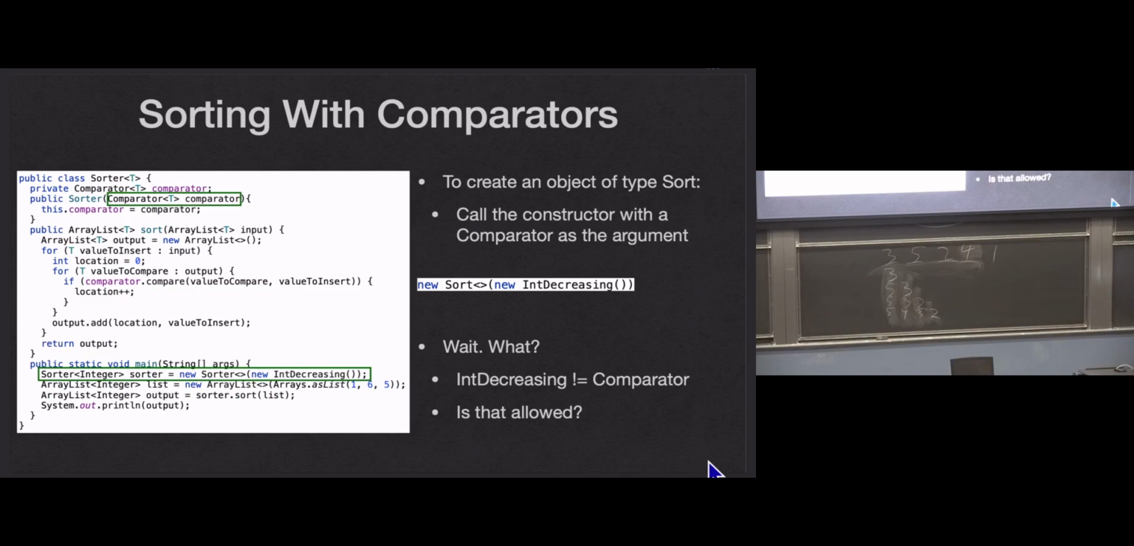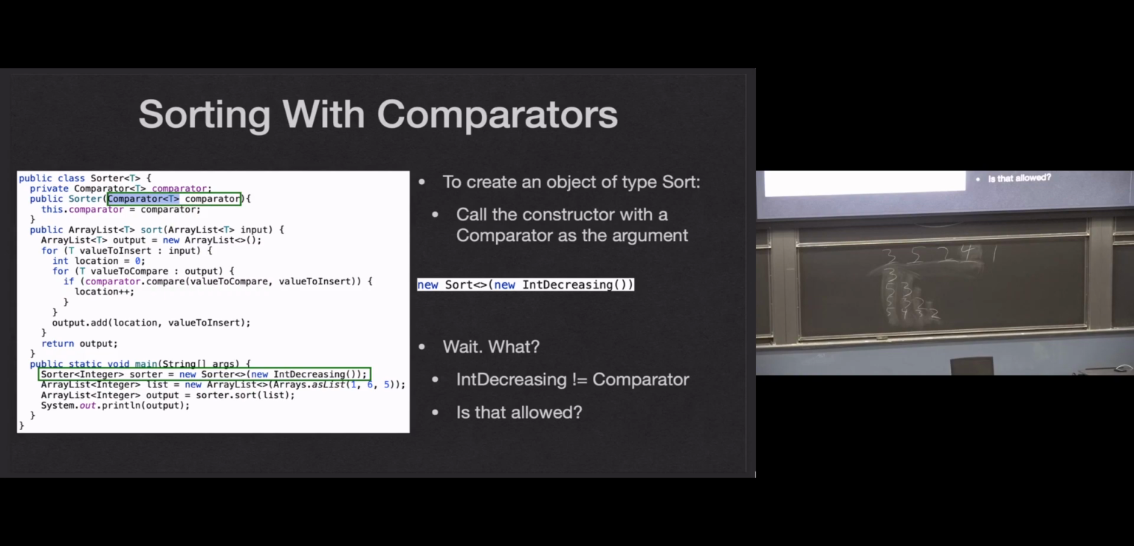So to initialize this, we're going to create a new sorter object with a comparator, and we have a bit of an issue here. We're calling new sorter with a new int decreasing. We're giving this an object of type int decreasing, but the constructor takes a comparator of T. It wants a reference to an object of type comparator of T. So it looks like we have a big issue here, and it's actually not an issue.